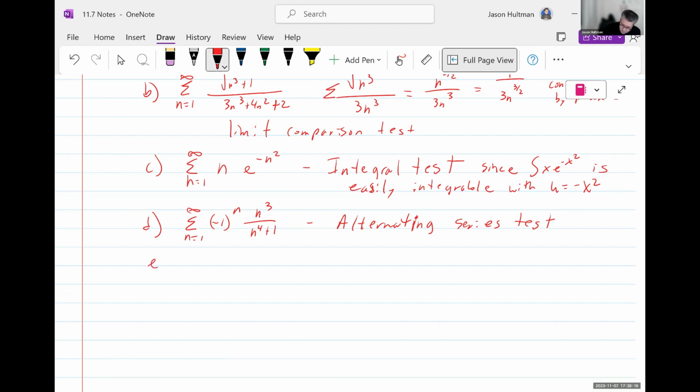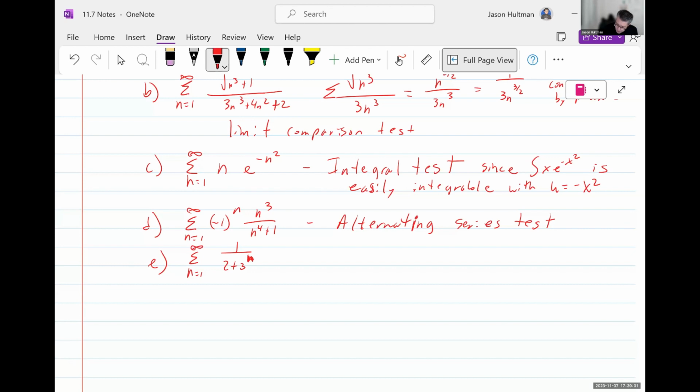Okay, E. Summation n equals 1 to infinity of 1 over 2 plus 3 to the nth power. What could I do with this one? Divergence test. It actually converges. So the divergence test wouldn't help us because the limit of this thing goes to 0. But good guess.